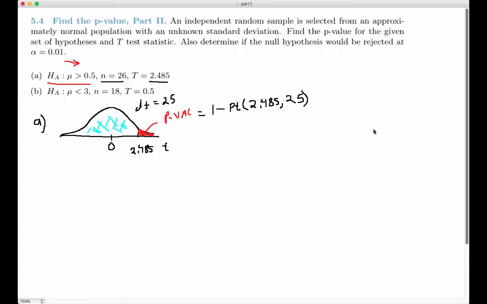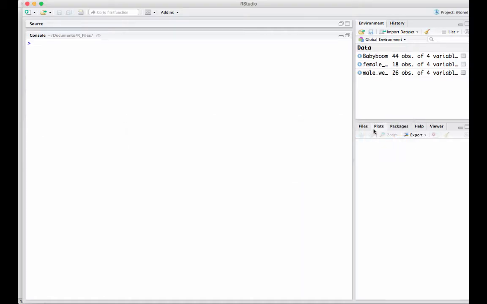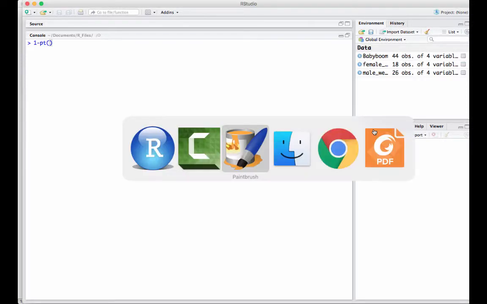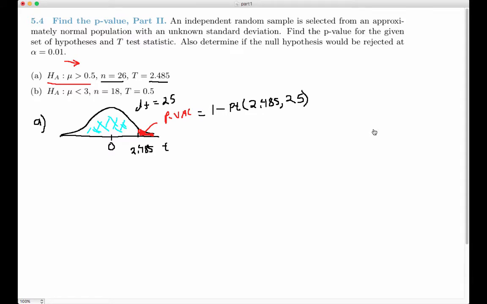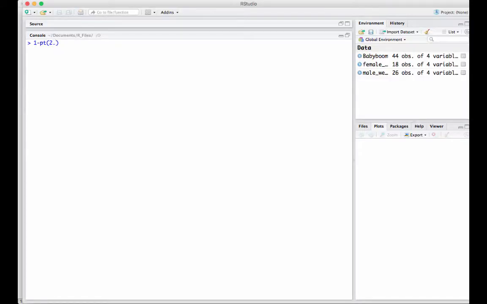Okay, so let's go over and check out RStudio and let it do that for us. I'm just in the console here, of course you would be typing this up perhaps in a homework assignment. pt of, let's see, what was it again? It was 2.485, comma, 25, and when I hit it we get back an unexpected error. What did I do? Oh, I put in a period and not a comma. There we go. Okay, great. Just a good example that everybody makes typos, right?